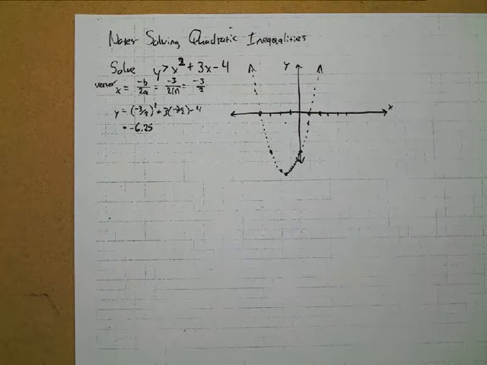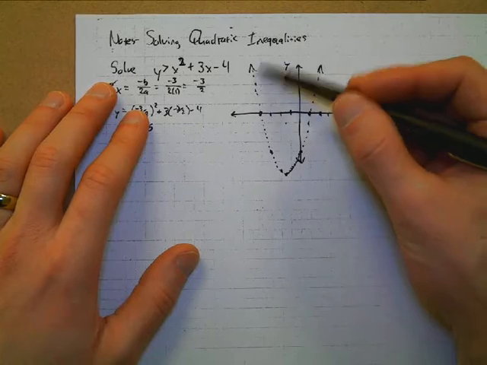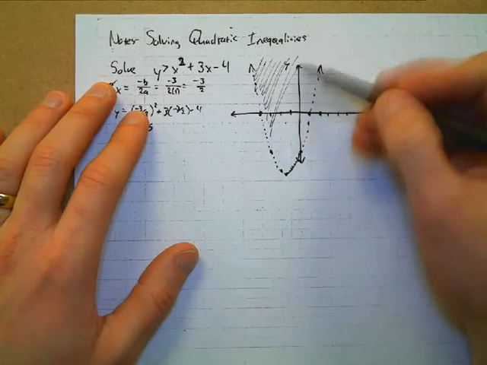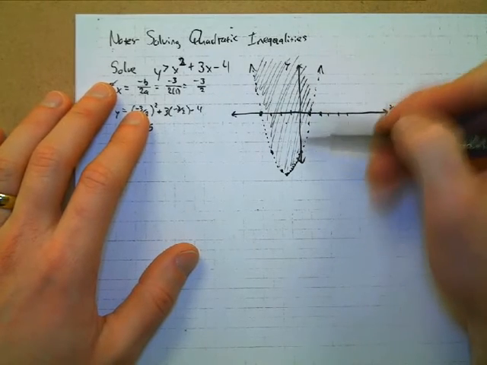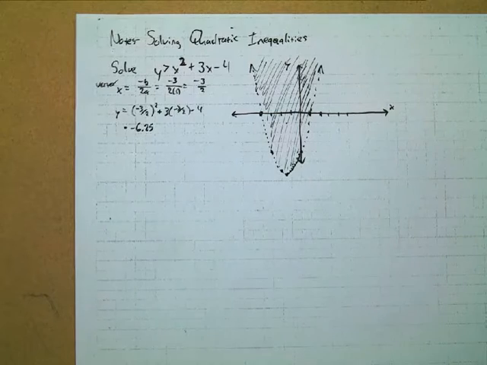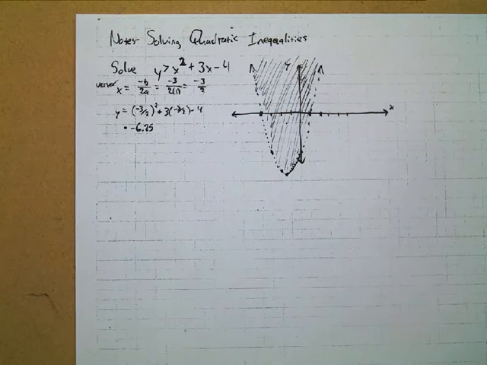If we want to shade y greater than x squared plus 3x minus 4, where should we shade in here? Yeah, we're going to shade above the curve. Above the curve. So essentially inside the curve. Here's what we're going to shade. So it's like all this area right here gets shaded in. Okay, we shade in all the stuff inside the curve there.